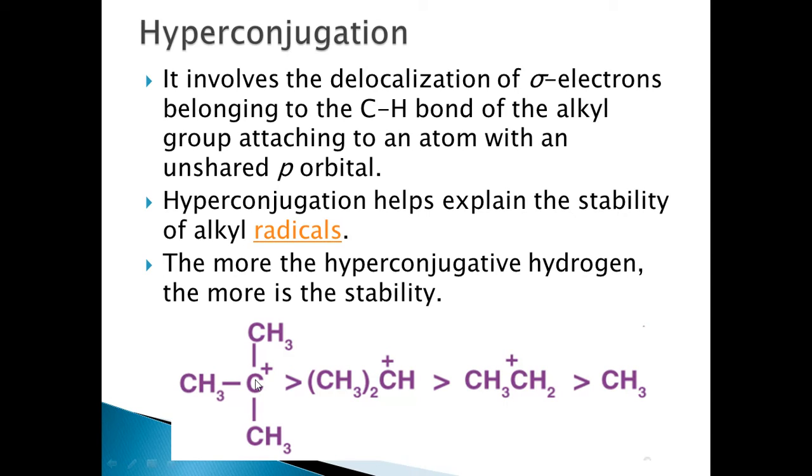Here, this is tertiary carbocation, which is the most stable carbocation. And this is secondary carbocation, primary carbocation, and this methyl carbocation. Notice that tertiary carbocation is the most stable, while the methyl carbocation is the least stable, because of the contribution of the electron in the alkyl group to the empty p orbital of the carbocation.